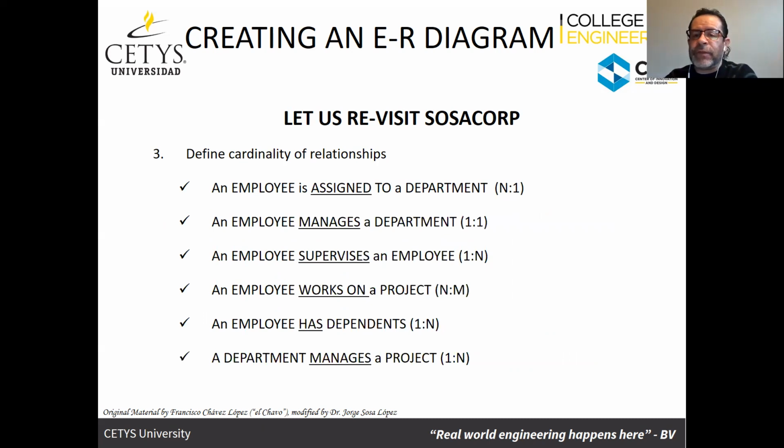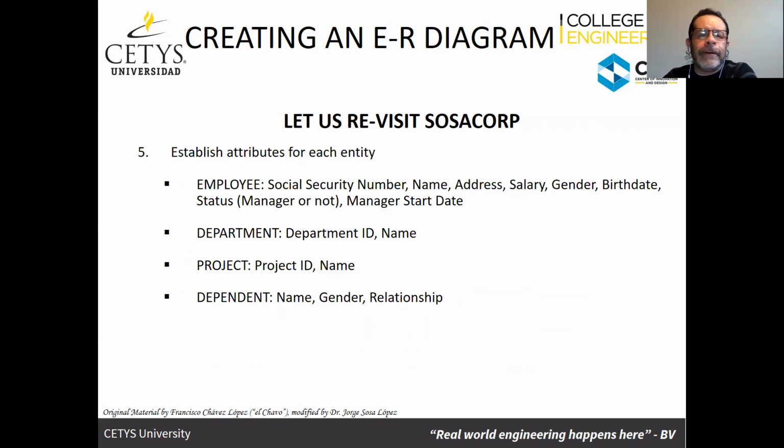And this is a summary of the cardinality. Employees and departments had an n-to-1 or 1-to-n. Employees and departments as a management relationship had a 1-to-1. Employees and other employees, as supervision, had a 1-to-n. Employee working on projects were many-to-many. Employee and dependents were 1-to-n, and department and projects 1-to-n. And we had identified dependents as a weak entity because we didn't have a primary key there.